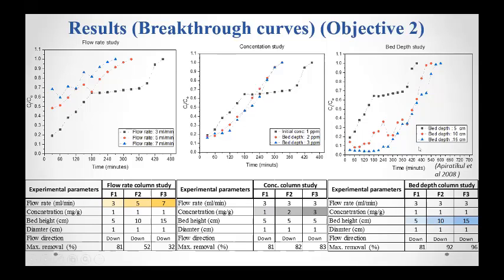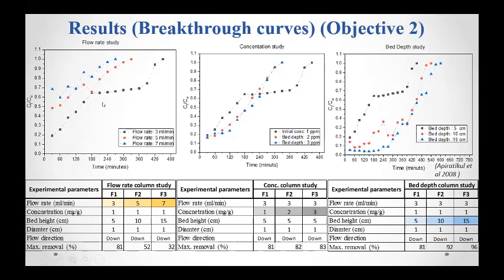We can see here in the bed depth study that with an increment in bed depth, the saturation time increased. It is because of more active binding sites in the biochar and longer retention time, and maximum efficiency was also observed in this bed depth study. Increasing bed depth increases the removal efficiency. On the other hand, in the concentration study, with maximum concentration there was maximum removal, but saturation time decreased. It is because of the concentration gradient.